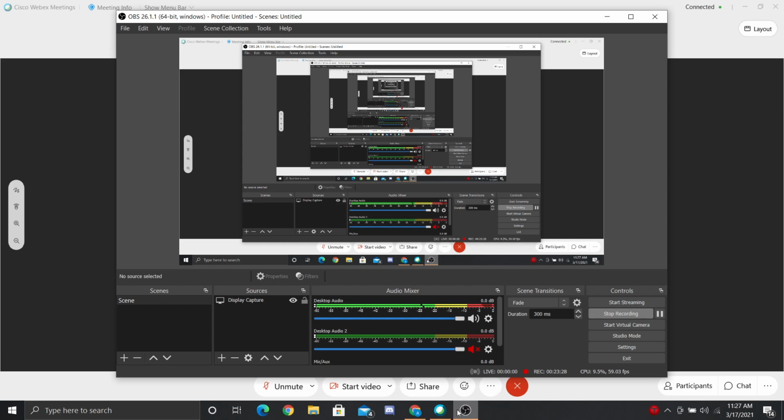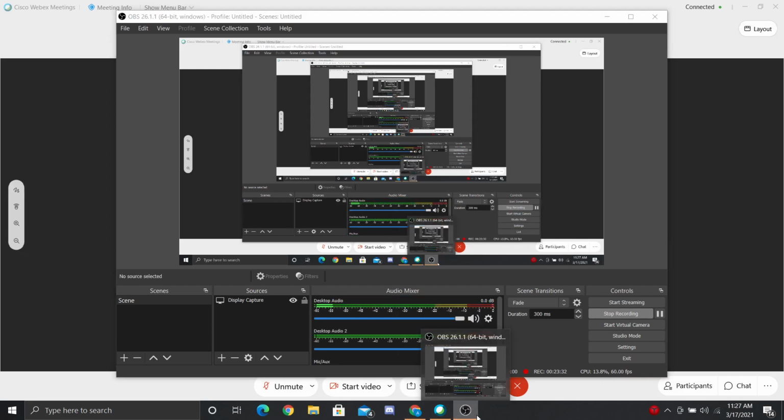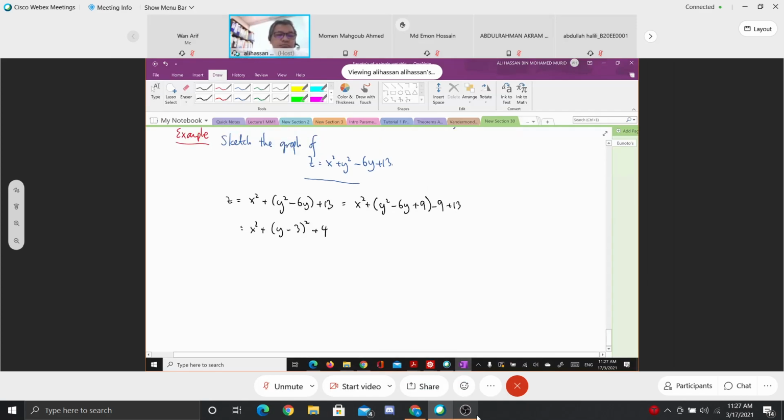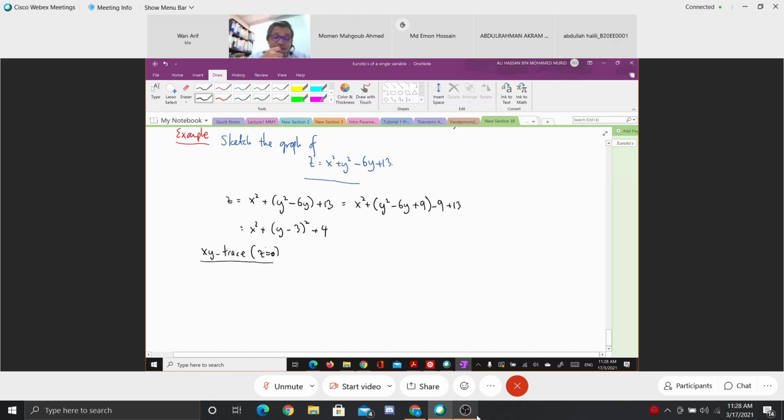Is it possible to find the... Let's try the xy trace. Yeah, let's look at the xy trace, meaning we set z equal to 0. We want to see how the surface intersects the xy plane.